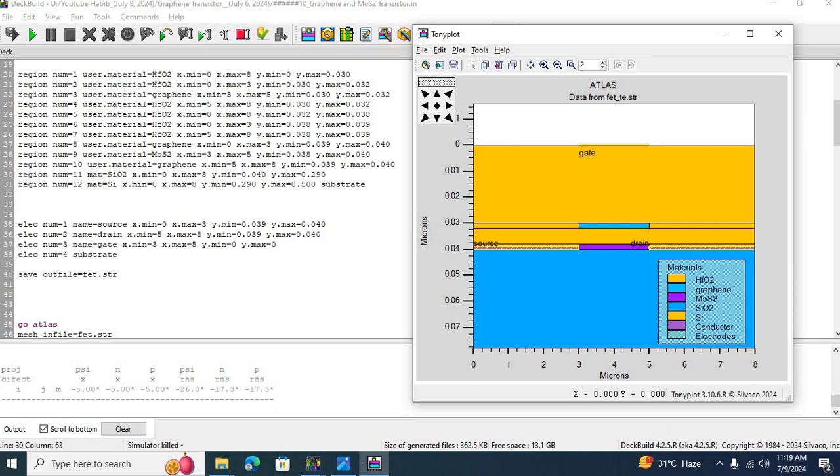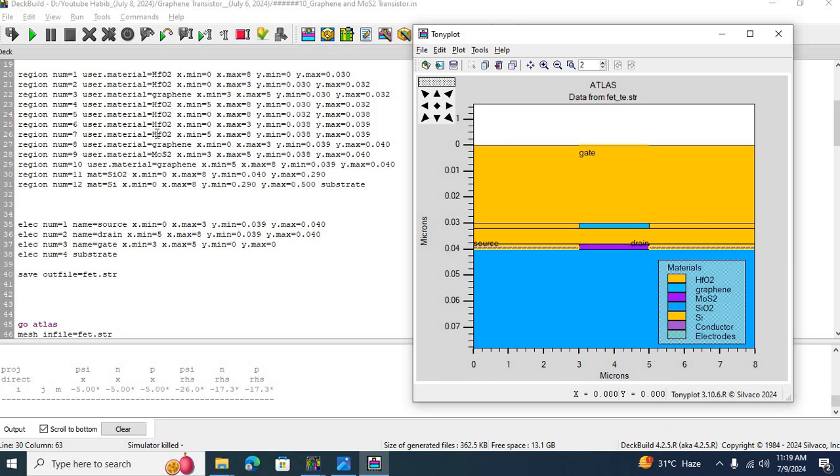My region number 4 is hafnium oxide, running from 5 to 8 micrometers along the x direction and from 30 to 32 nanometers in the y direction. So this small rectangle over here is my region number 4. Similarly, region number 5 is based on hafnium oxide. This rectangle, extending all the way along the x direction and running from 32 to 38 nanometers along the y direction, is my region number 5.